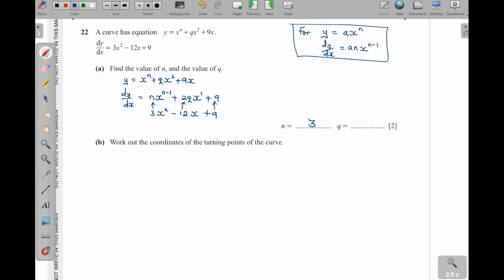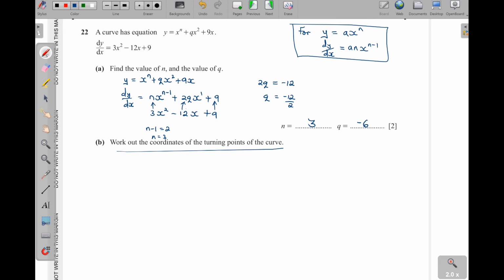So n is equal to 3. We can even say n minus 1 is equal to 2 from here. This power here is equal to that. You would take this one this side, and then your n gives you a 3. You see that? Then for q, we shall have 2q is equal to negative 12. That is the coefficient of x. So meaning q is going to be equal to negative 12 over 2, and that one will give us negative 6. As simple as that.